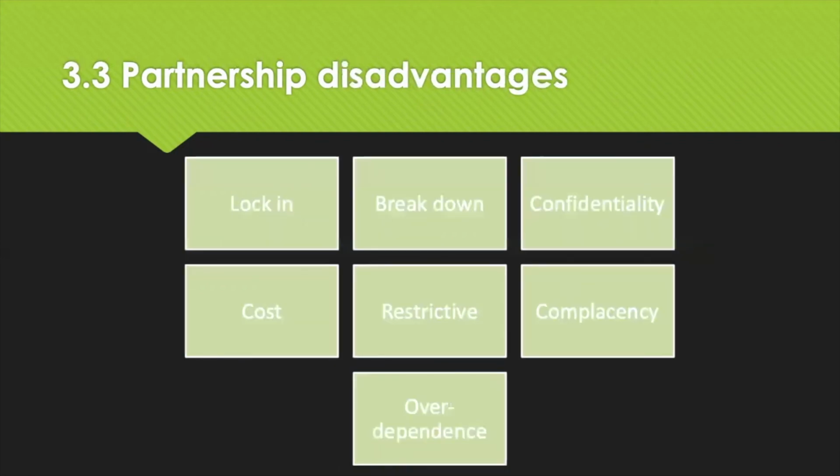Once the partners are locked into a partnership, it can be difficult and costly to get out. If the partnership breaks down, there are repercussions regarding security of supply. There is a possibility of leaked confidential data, including designs and patents. There will be costs involved to manage, resource and reduce the relationship. The partners are restricted in their ability to trade with other parties. Each party could become complacent, and the benefits of the partnership will dry up. If the partners become overdependent, they will be leaving themselves vulnerable to forces in the marketplace.